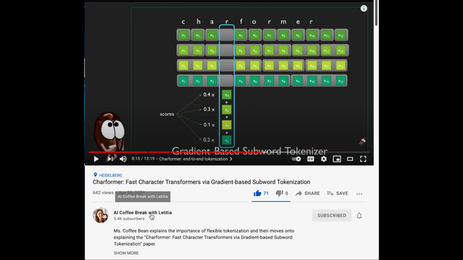So AI Coffee Break with Letitia, or otherwise known as Miss Coffee Bean, has made this really great animation that illustrates this concept of the Charformer, fast character transformers via gradient-based subword tokenization. This video provides an animation that shows the algorithm of dividing these characters into 1 gram, 2 gram, 3 gram, 4 grams. You see the repeating of the n-grams, and then having this soft attention over each of these representations is used to pool them together into a single learned token embedding for the input character sequence, which could be a really exciting advancement in natural language processing.